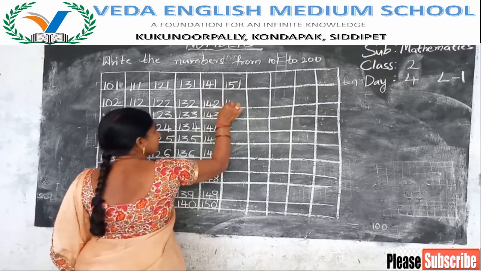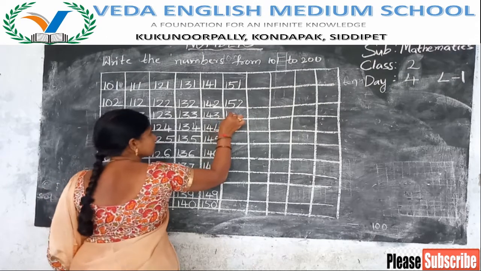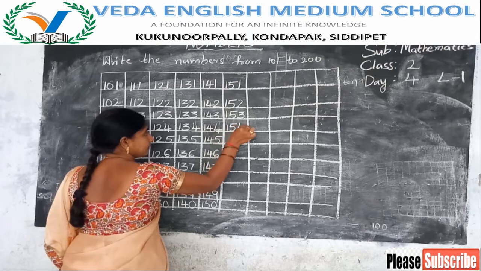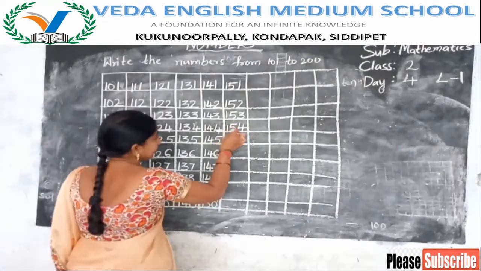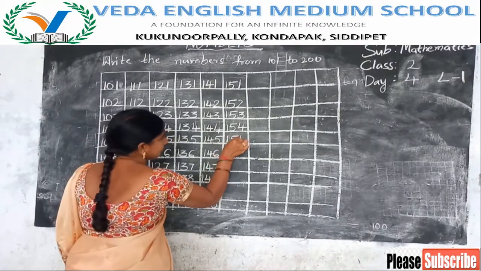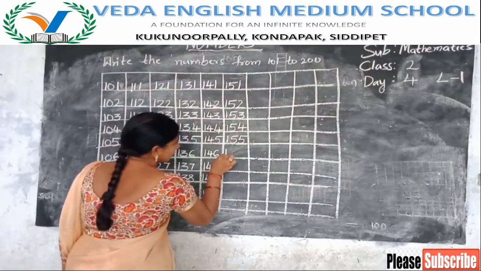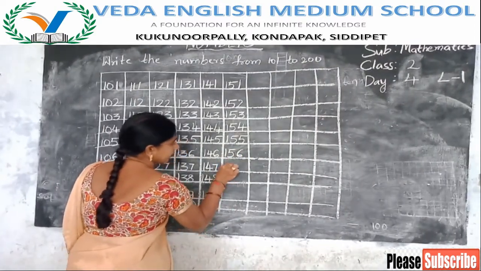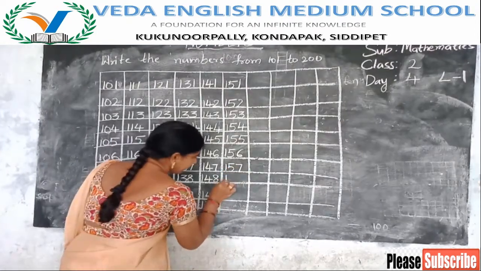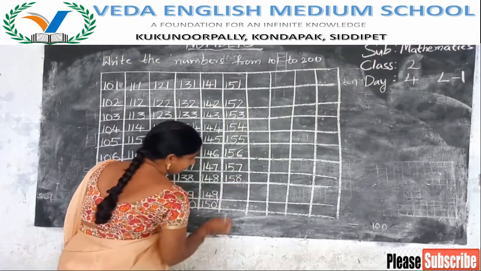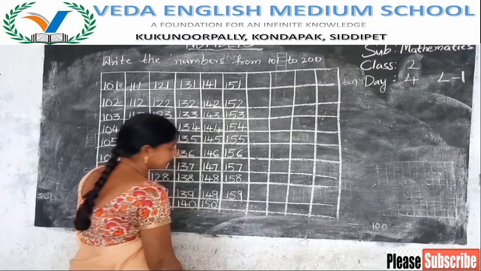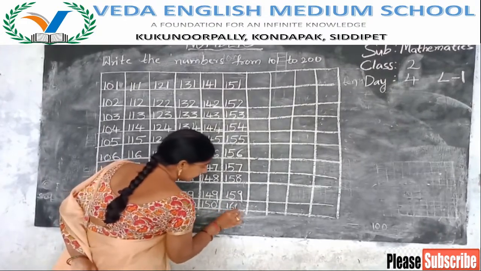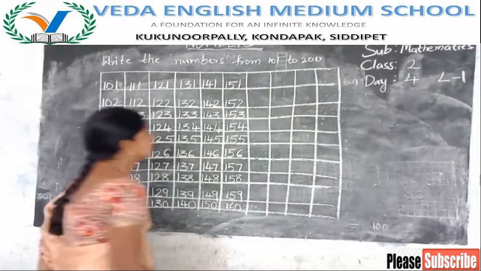151, 152, 153, 154. After 154 is 155, 156. What is the next number? 157, 158, 159. After 159 is 160. Okay?